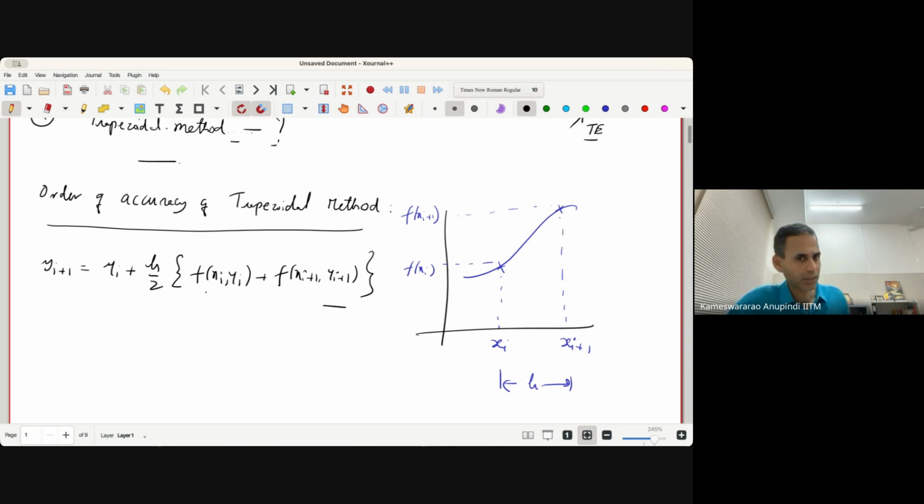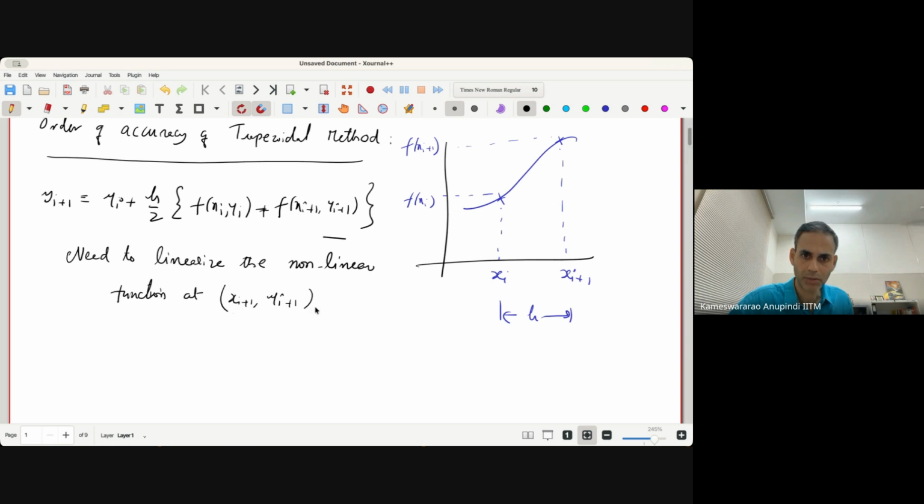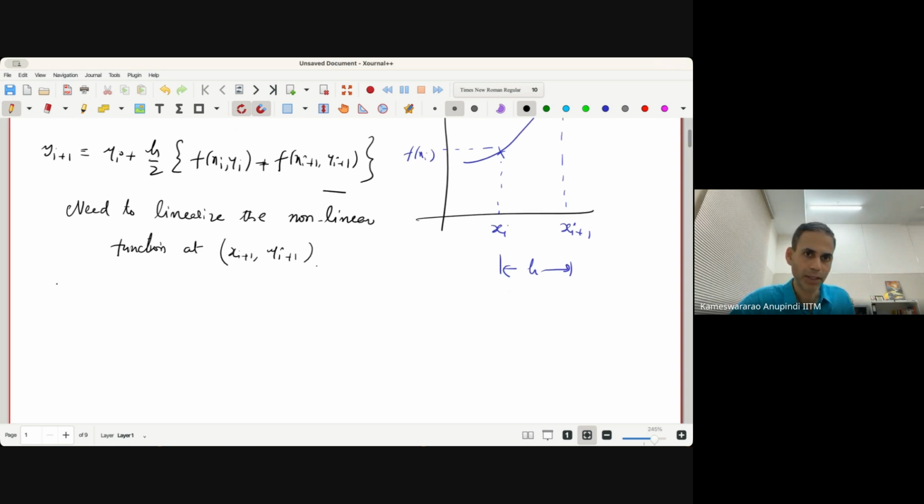Of course, because f in general is a nonlinear function, we have to linearize the trapezoidal method, is what we said. But nonetheless, we don't have to do that at the moment because for the sake of calculation of order of accuracy, we can still use f of xi plus 1 yi plus 1. Otherwise, we need to linearize the nonlinear function at xi plus 1 yi plus 1. Okay, fine. So let us look at this value.